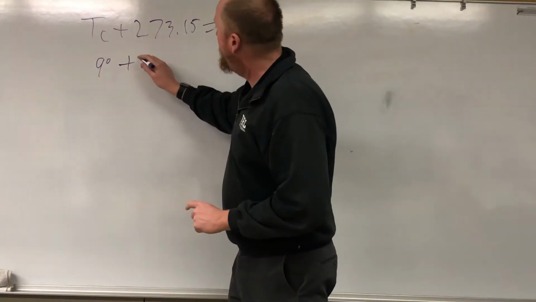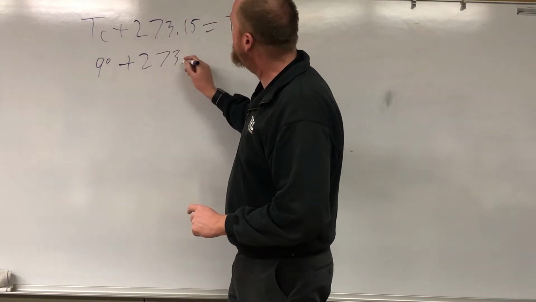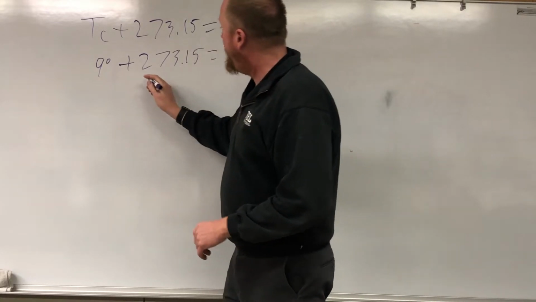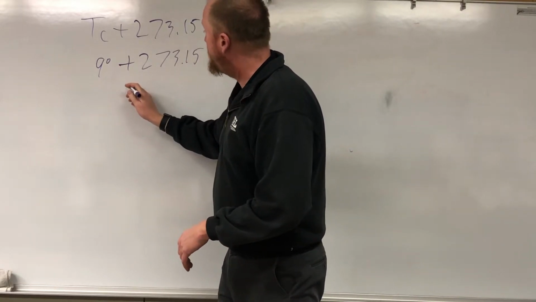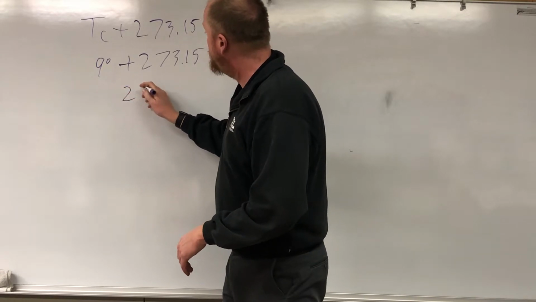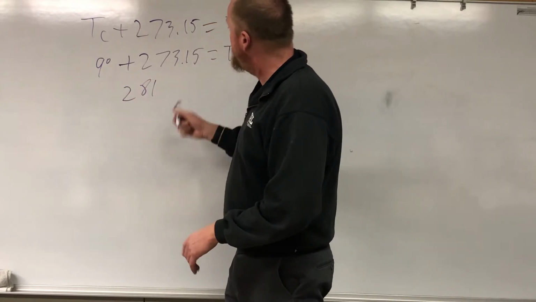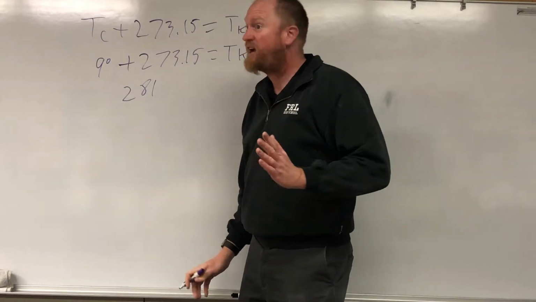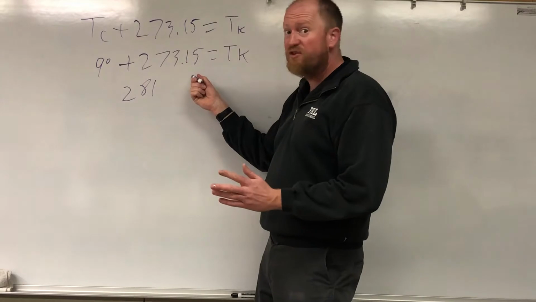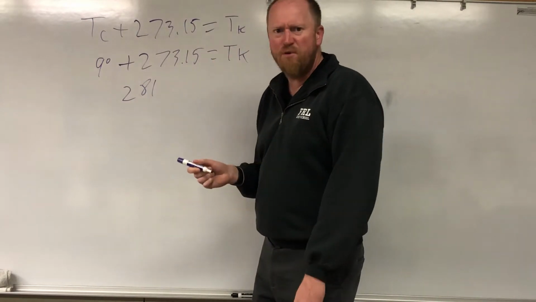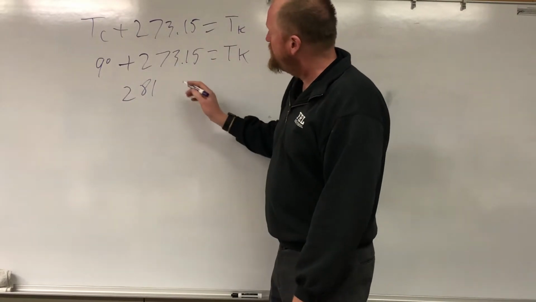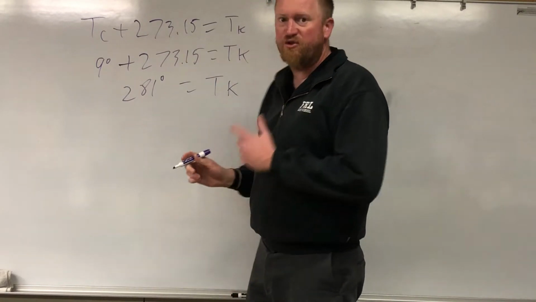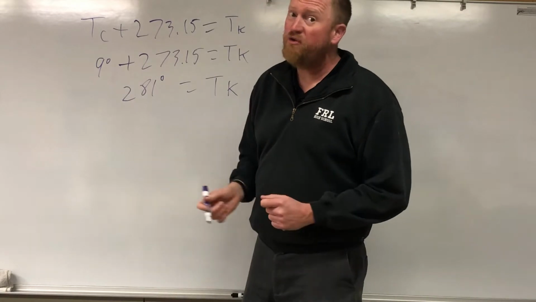So 9 plus 273.15 is equal to the temperature in Kelvin. And 9 plus 273 is not a very difficult math problem. You get 281 degrees. Now, by the way, I'm just going to leave this part off, because unless your thermometer is accurate to a tenth or a hundredth of a degree, there's no point putting that in. So I just leave that off. 281 degrees Kelvin. That was the temperature outside when I got in my car. Doesn't sound so cold now, does it?